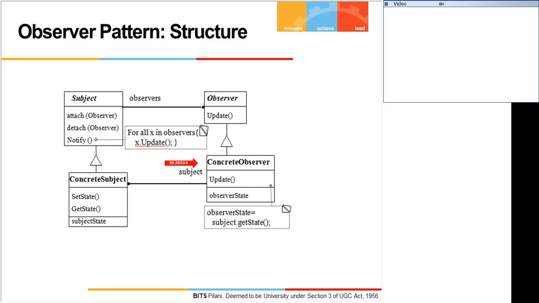These are classes. Why are you calling it an interface? I'll explain again. Subject and observer are interfaces. They are not classes. Concrete subject and concrete observer are classes. Concrete subject implements the subject interface. Concrete observer implements the observer interface. Right, I think this clarifies which participants are classes and which are interfaces. Okay, let's move ahead.